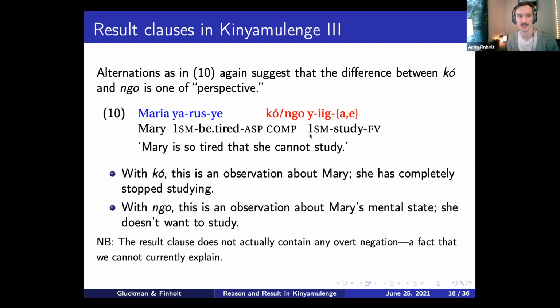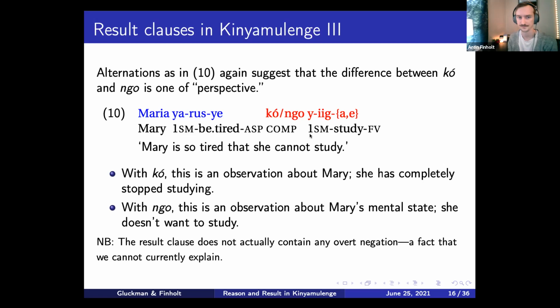Maybe she's completely stopped studying. Perhaps she's even fallen asleep. Right? This is an observation on behalf of the speaker. Right? However, with ngo, this is instead an observation about Mary's mental state. Right? So here, she just doesn't want to study. Maybe she's still studying, but she really can't focus.